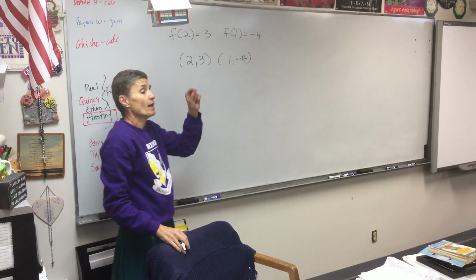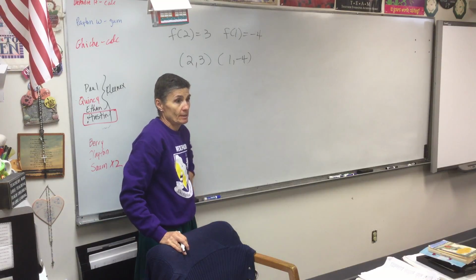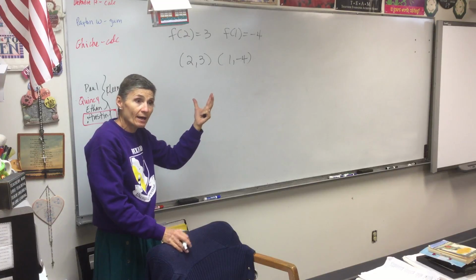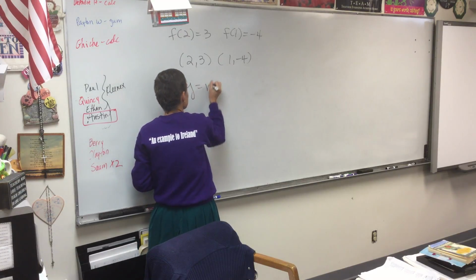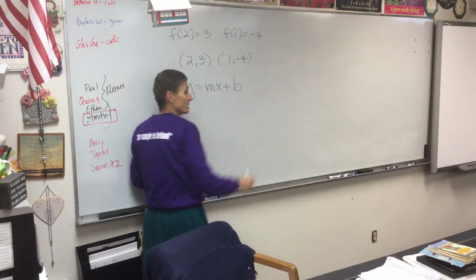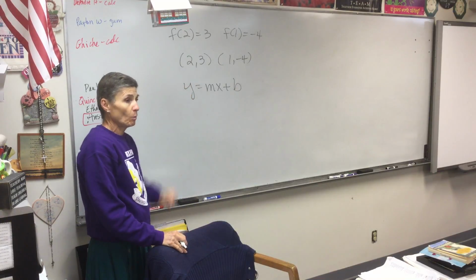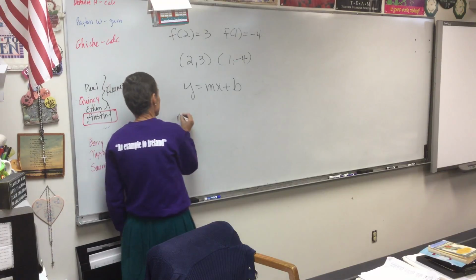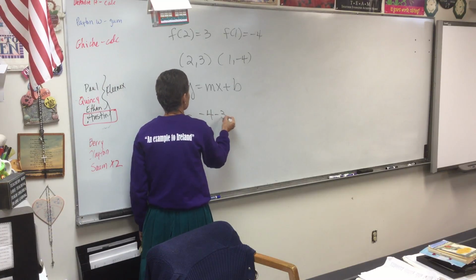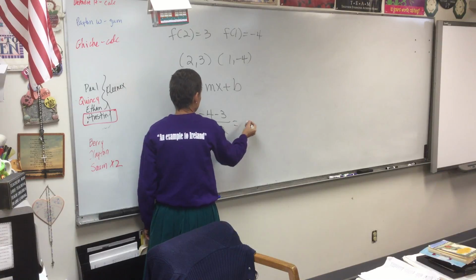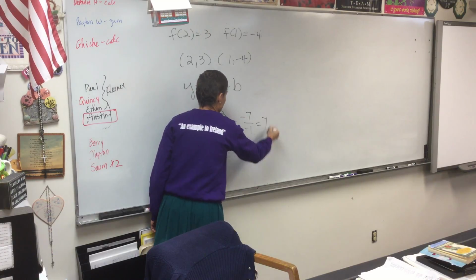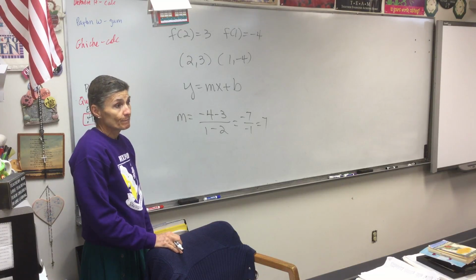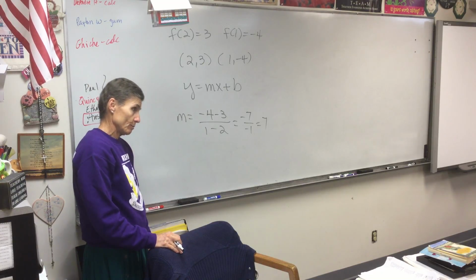You're writing the linear function. So when you even see those words, what pops into your head? y equals mx plus b, right? So what's step 1? Slope. Find the slope. So slope is going to be -4 minus 3 over 1 minus 2. It looks like the slope is 7. Right? Then what do you do? You plug in.